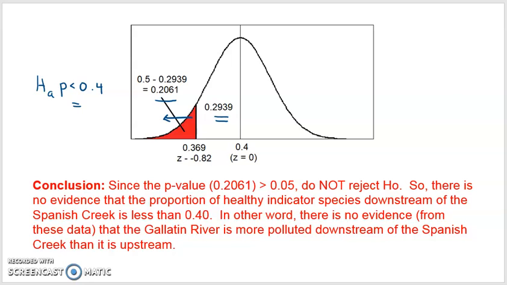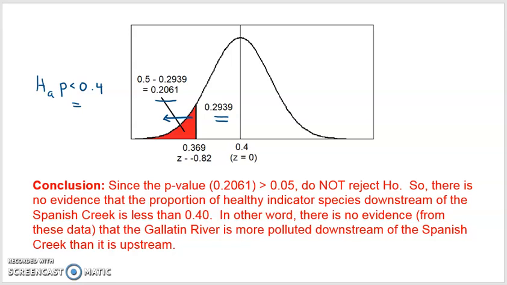Intuitively, what that says is that if the true proportion of healthy macroinvertebrates downstream is 0.4, the chance of seeing a sample proportion of about 0.369 is about a 20% chance. So let's go to the last problem for this.